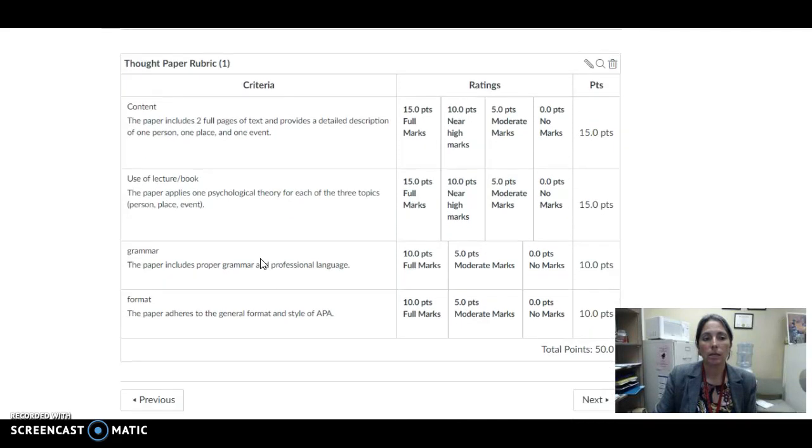Here below you can see a thought paper rubric. Although this is for thought paper 1, you can also use it to apply to the second thought paper. You will be given 15 points for content, use of lecture or book, grammar, and format. So make sure to write 2 full pages. Make sure to include a specific celebrity with a diagnosis and treatment, and make sure to adhere to APA format.